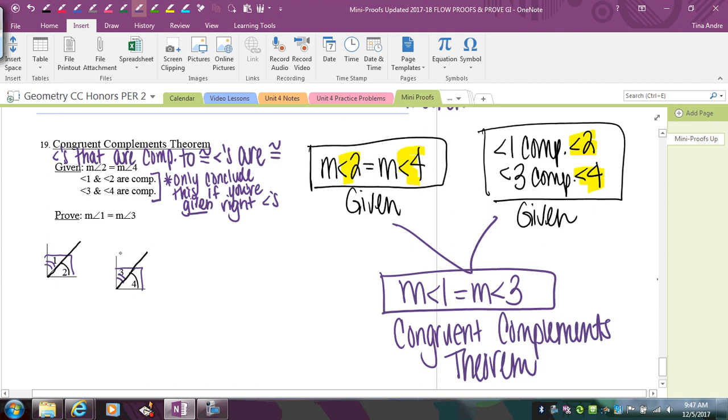Think about it for a second with numbers. If 3 and 4 and 1 and 2 both add to 90, and 4 and 2 are both 50, then 1 and 3 would have to be 40. So it forces them to be equal. That's how the complements and supplements theorem works. It's just another little mini proof that we can add into larger proofs with triangles.